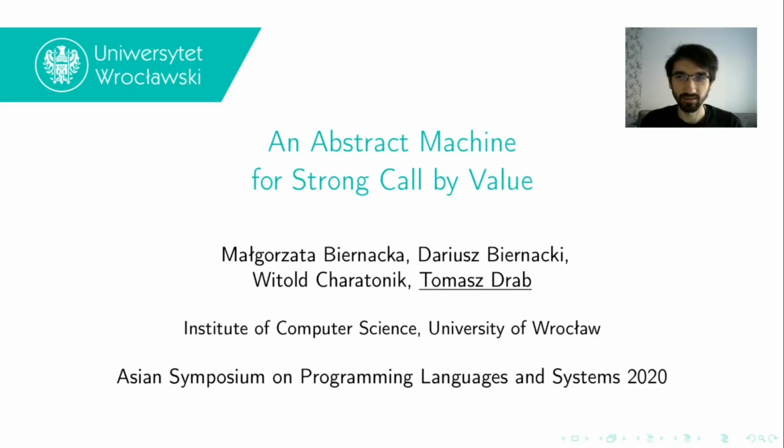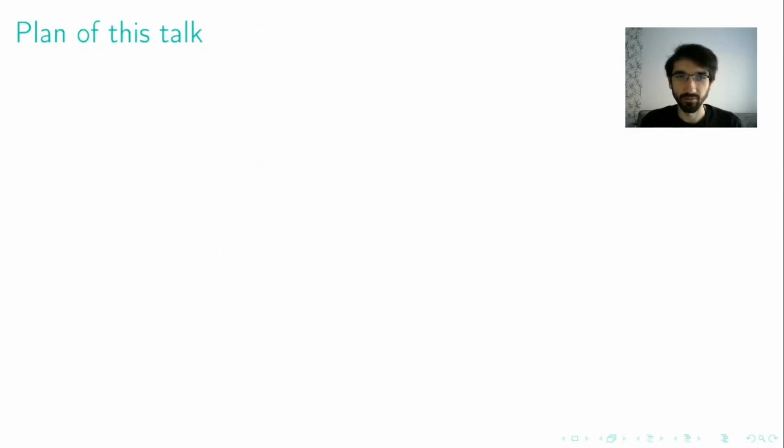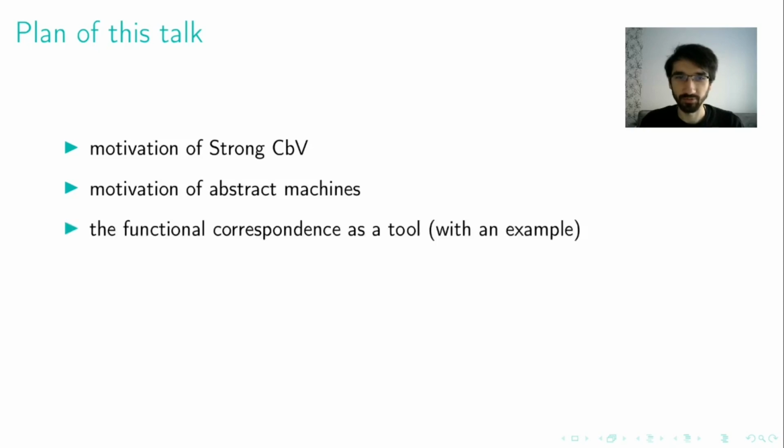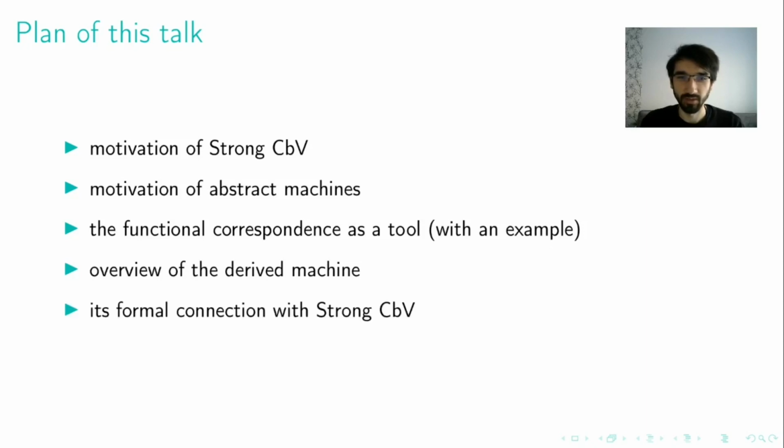We can say that this phrase made up the goal of this paper, so we will start with motivation for strong call-by-value and the same for abstract machines. Then I will show a short example of functional correspondence as a tool for constructing abstract machines. Then we'll have an overview of our derived machine, and we'll finish with its formal connection with strong call-by-value operational semantics.